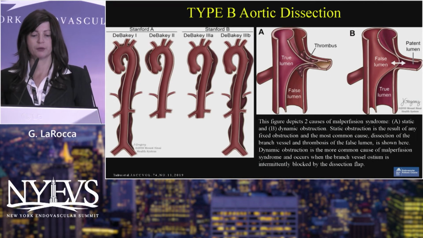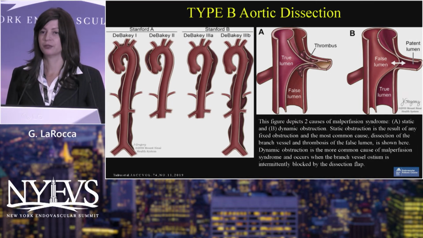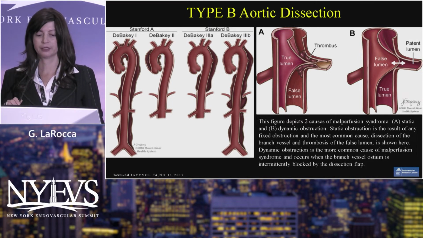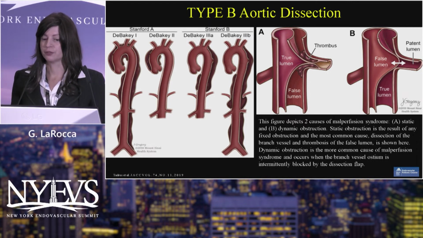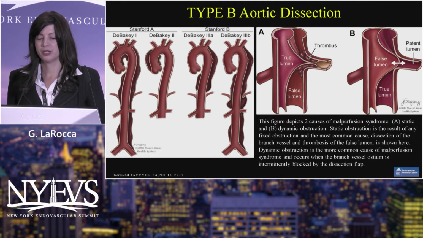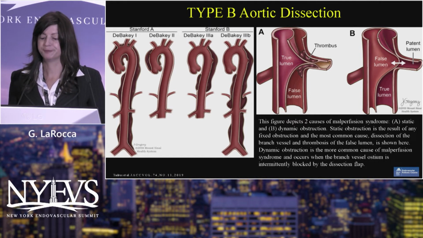So if we look at, I'm not going to go over any of the classification. You've known this pretty well. You've all taken or about to take your cardiology boards. But if we break it down to Stanford A or Stanford B, or the DeBakey classification, it's still a type B aortic dissection using the Stanford B.